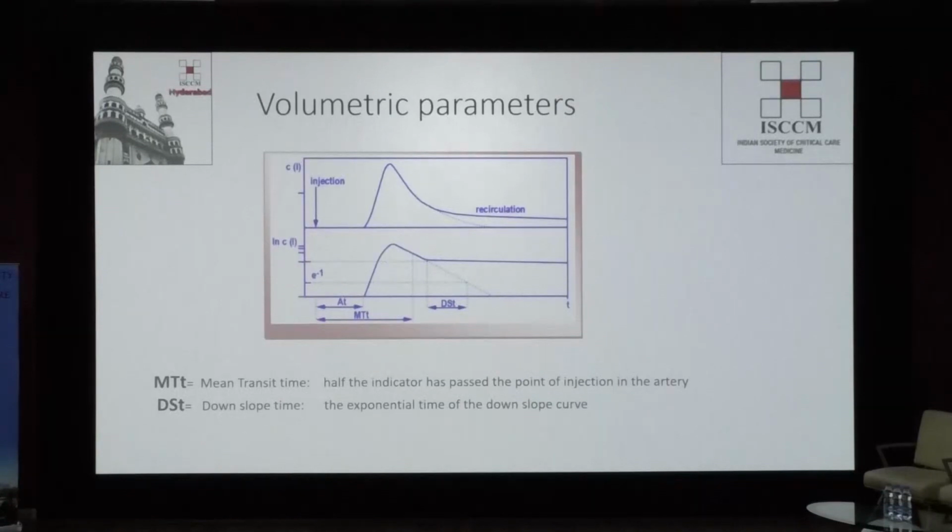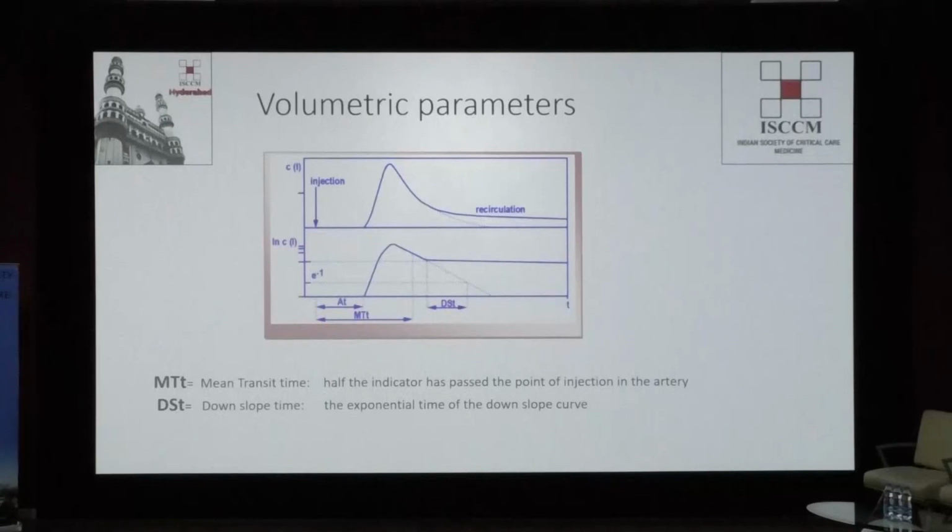Mean transit time is defined as the time by which half of the indicator has passed the injection site to the artery. So the amount of indicator, the volume which is given to the patient, if half of it has completely passed to the arterial end, the time taken for that is called the mean transit time. And the slope, the rate of coming down, is called the exponential time of the downward slope curve.